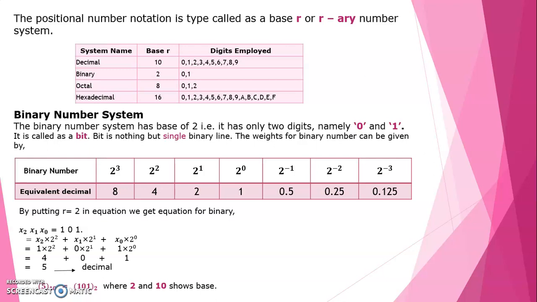What is the value for 2 raised to 2? The value for 2 raised to 2 is 4. So you have 4 plus 0 plus 1. So the answer is 5. So you will get a decimal number 5. Here you can see that 1 into 2 raised to 2, not raised to 2. The plain 2 defines the base or radix.